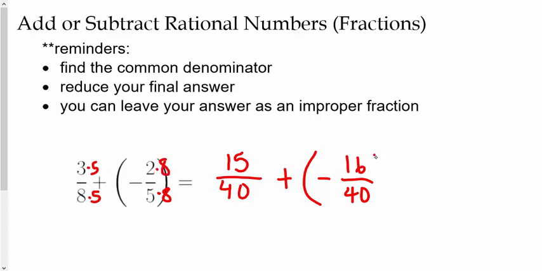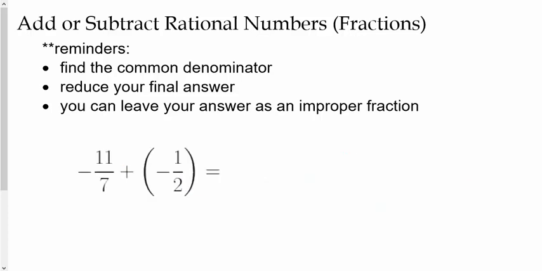That's negative 16/40. Then I think to myself, well, what's 15 plus negative 16? I can ignore the denominator because I know when I add or subtract fractions, the denominator stays the same. So 15 plus negative 16 is -1. So the answer is -1/40. Let's take a look at another example.